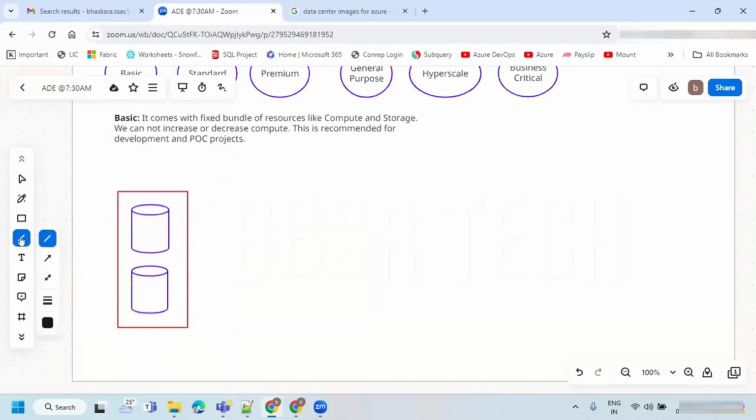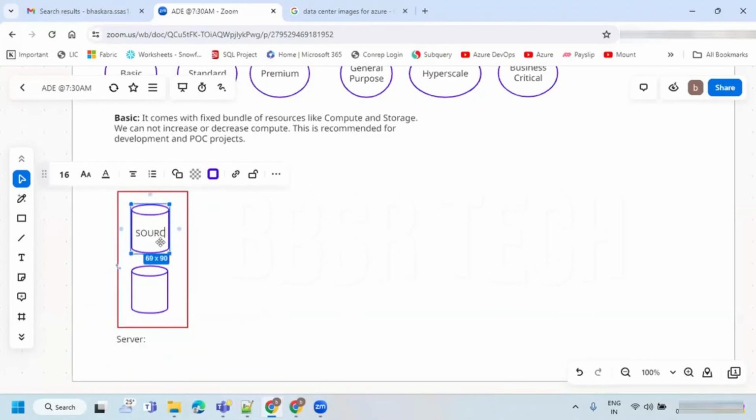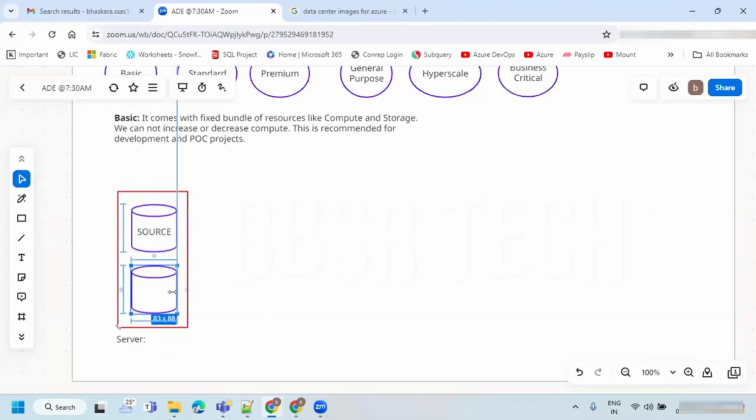The outer box is the server. Server is required, so we need to create a server name. My database name is source. That I know. Okay, so one more database I'm going to create, that is target. Just imagine, not yet created.